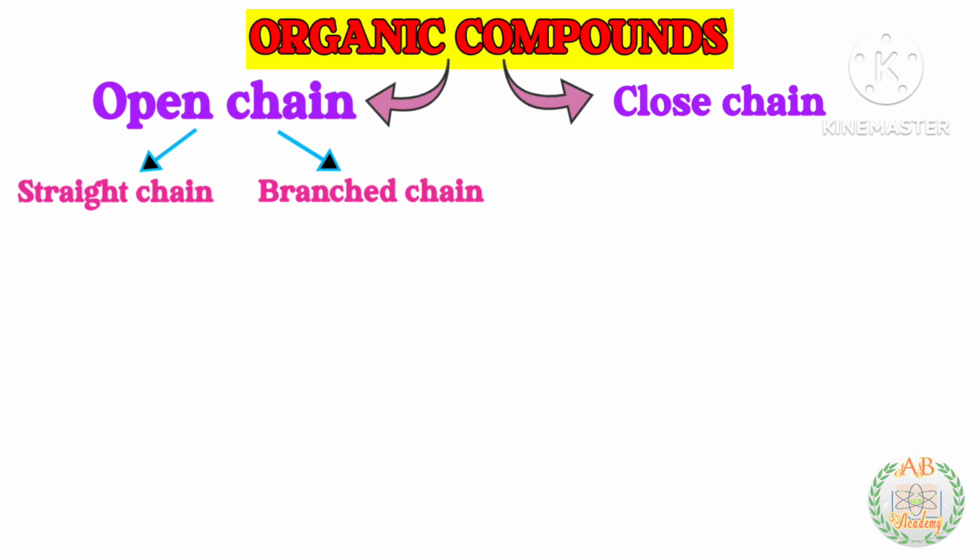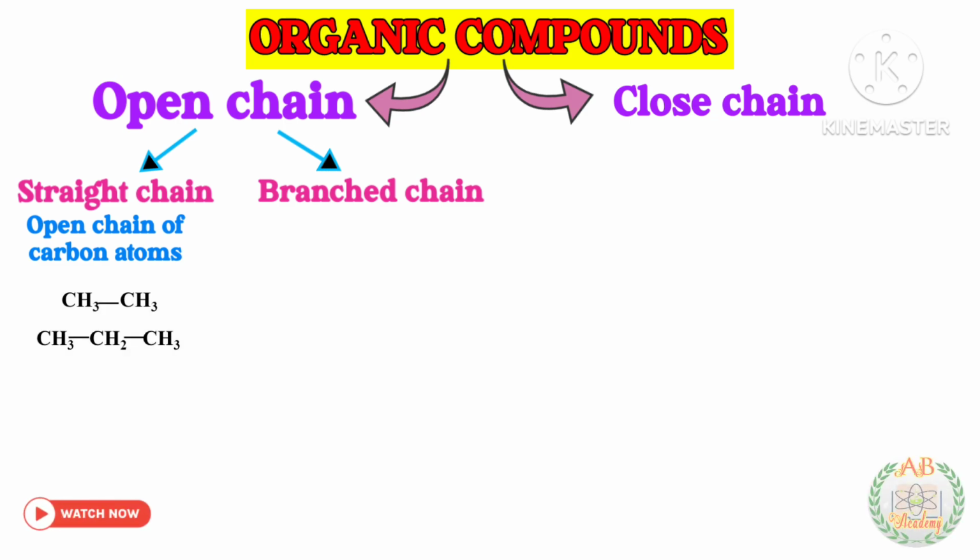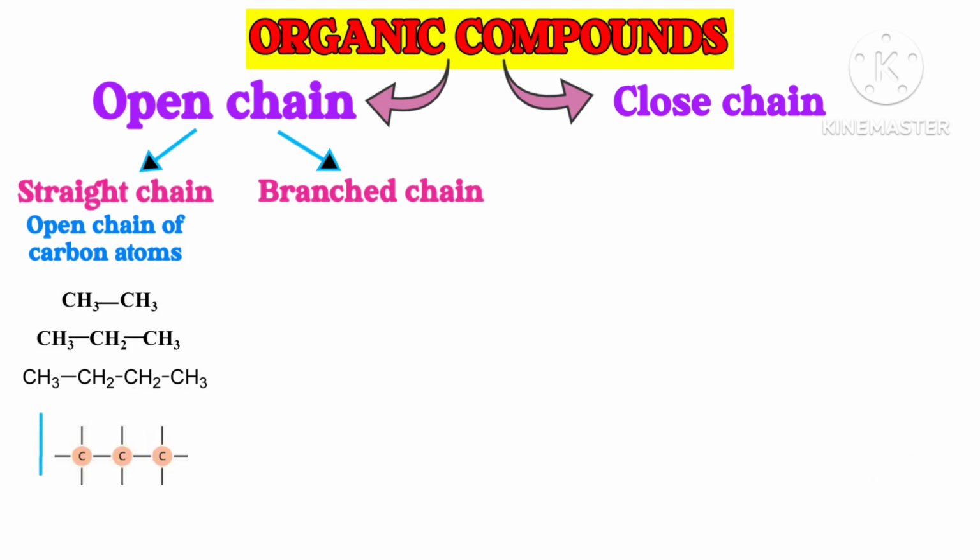Open chain organic compounds are those compounds which contain an open chain of carbon atoms in their molecules. For example, ethane, propane, butane, etc. Usually it has this type of carbon chain. We can see that in this molecule, carbon atoms are joined together in a straight chain.